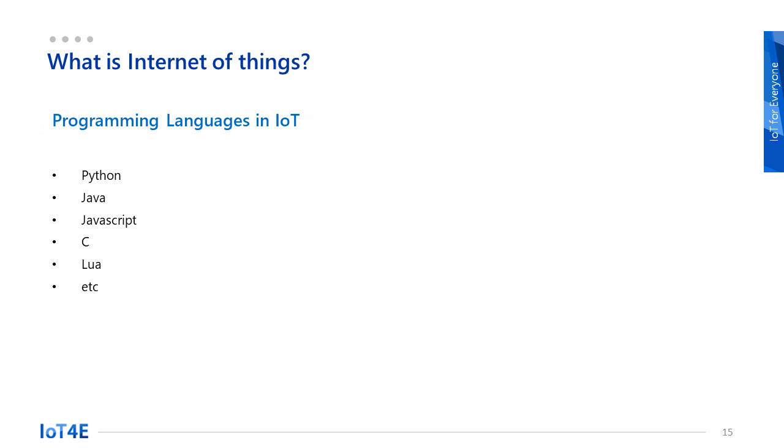There are diverse programming language options for IoT development. Python, Java, JavaScript, C, Lua, and many more languages can be used depending on what kind of IoT device you're building and what kind of requirements you have for it. In this tutorial, we will mostly use Lua script. Lua is very similar to JavaScript and it is very easy to use. In the future, we will try to add more tutorials using other languages as well.